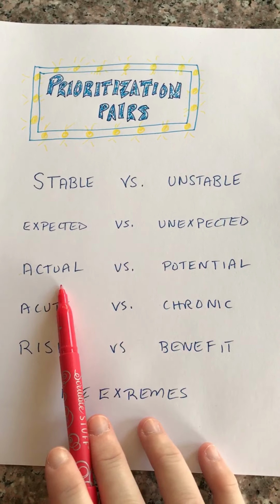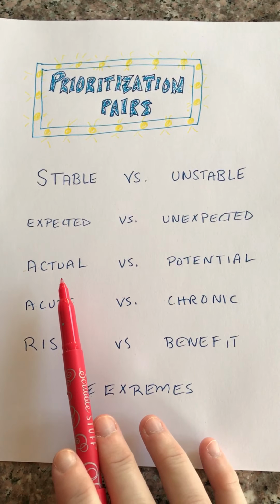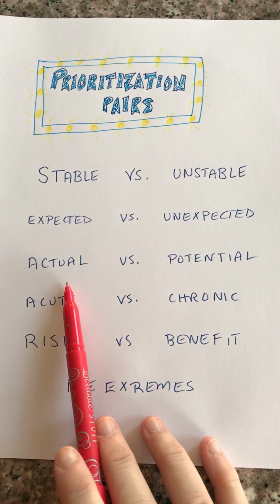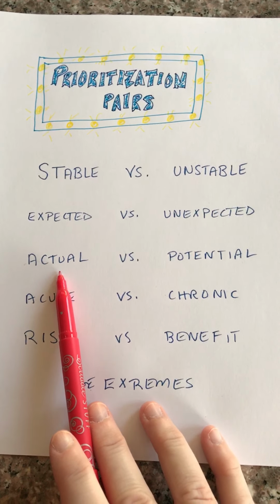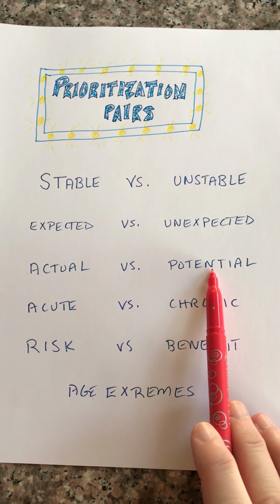Actual versus potential was the next pair. So when we're thinking actual versus potential, think of your nursing diagnosis. Do they have an actual problem, or do they have a risk for a problem?